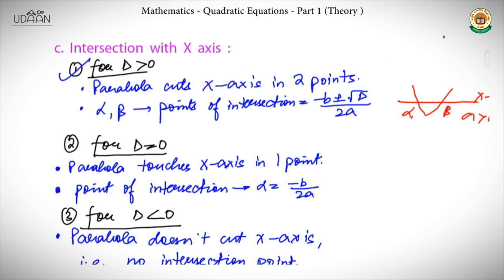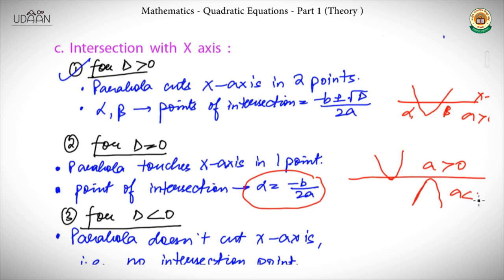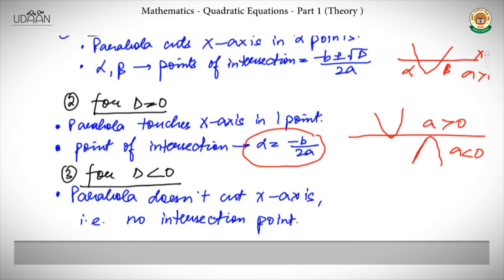Right. After that, if D is equal to 0, then the parabola touches the x-axis at one point, and the point of intersection is the only root, that is minus b by 2a. The parabola can be this way for a greater than 0, just touching, or this way for a less than 0. Right. The last case, if D is less than 0, the parabola doesn't cut the x-axis at all. Whenever the parabola touches or cuts the x-axis, the number of roots is equal to the number of times the parabola touches or cuts the x-axis. If D is less than 0, our graph will be either like this or like this, depending on a greater than 0 or a less than 0.